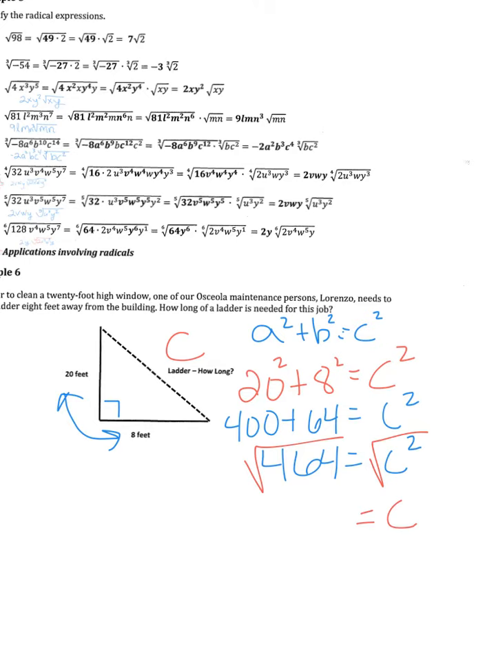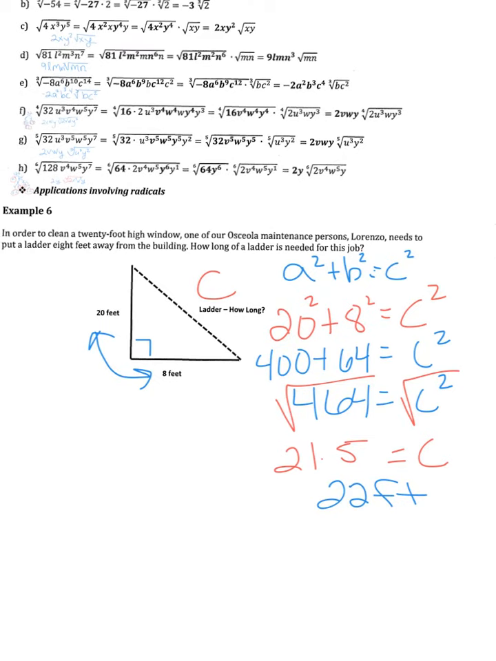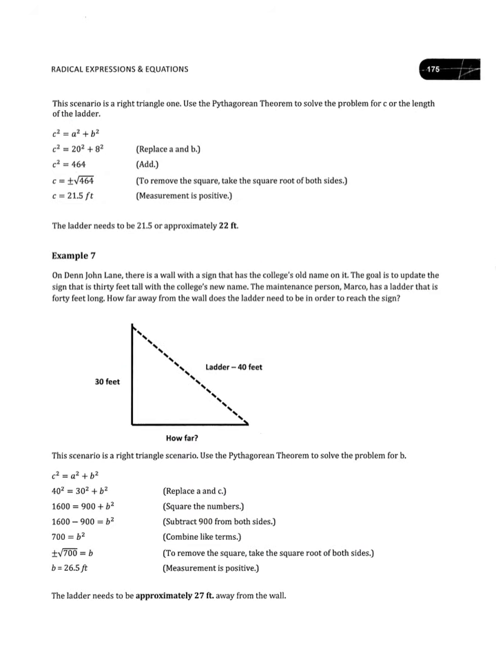And it looks like this is not a perfect square. So you can just put this into your calculator and give an estimation either to the nearest foot or maybe to 1 decimal place. When you put that in your calculator, that comes out to be about 21.5, or to the nearest foot, 22 feet. So the ladder needs to be approximately 22 feet long. You can see all of that work here, but we're going to go down to the next one.